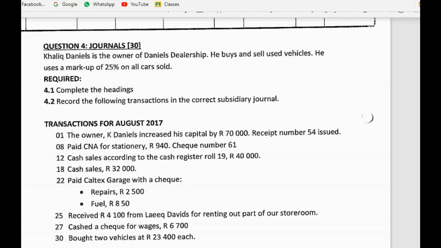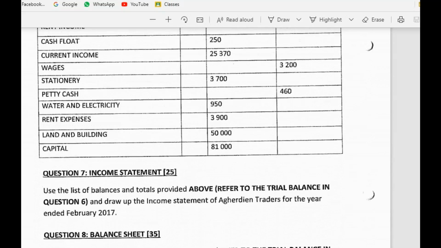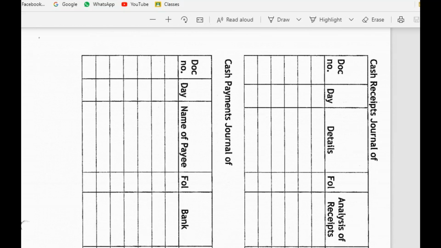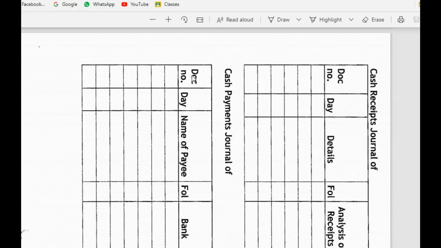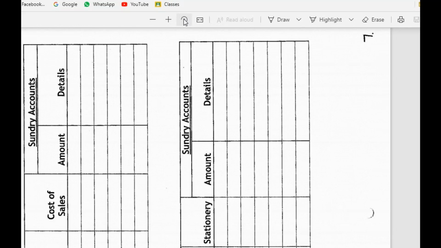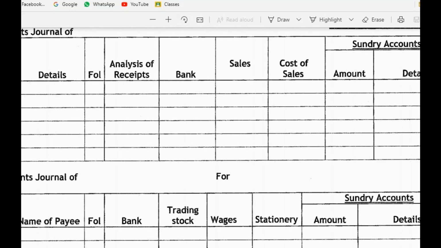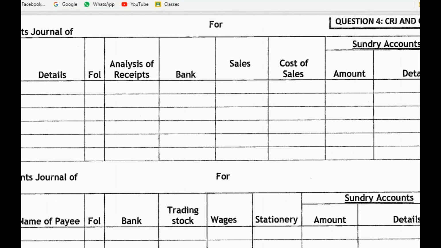In this exercise, I'm just going to show you more or less what is given to you. They give you the cash receipts journal and the cash payments journal. Unfortunately my screen doesn't show the entire cash receipts journal, but that's more or less how your headings look: document number, day, details. We just need to complete the cash receipts journal with the name of the business for the particular month we're working in. Okay, let's go back to the actual question.